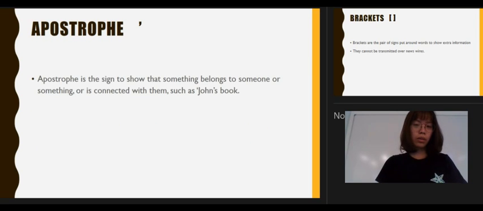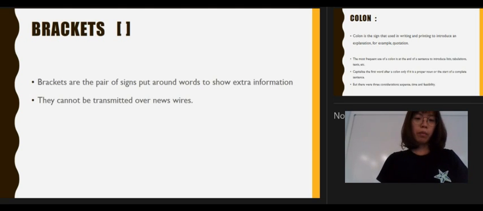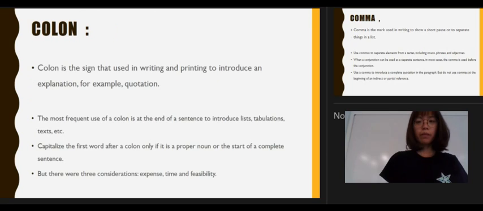The apostrophe is the sign to show that something belongs to someone or something, or is concerned with them, such as John's book. Then the brackets are a pair of signs used to put a word in to show actual information. Also, they cannot be transmitted over a news word.